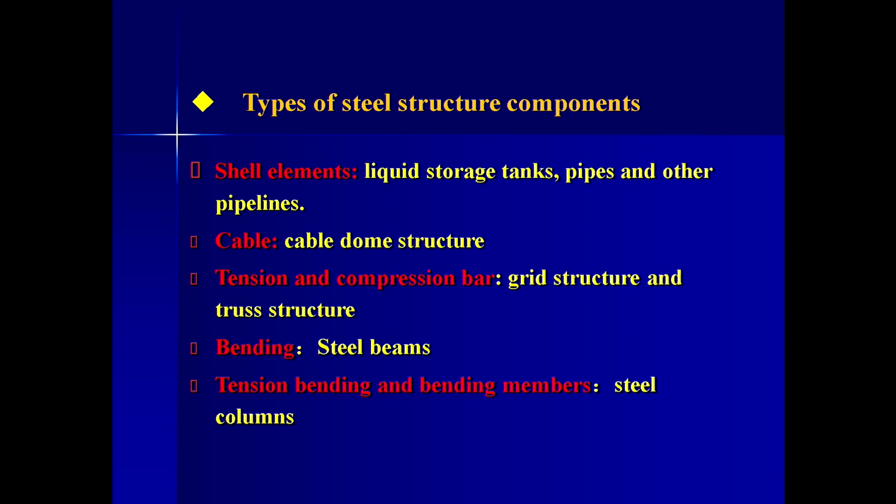And also for bending, steel beams, compared with some steel beams, there is tension and bending, and the bending moment is also included in the steel column. So it's very simple for steel structure. You can see shell, cables, bars, beams, columns, supports, almost all the basic components, right?